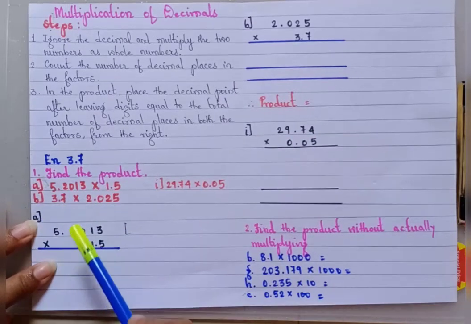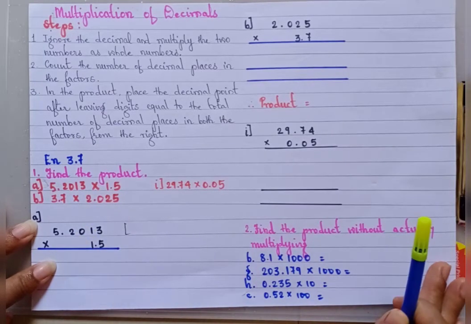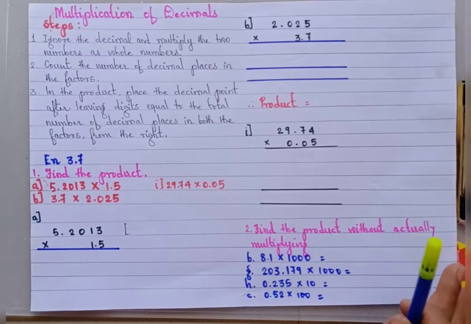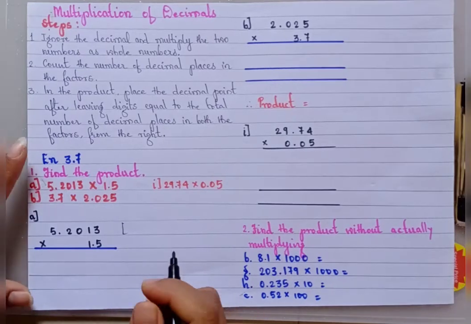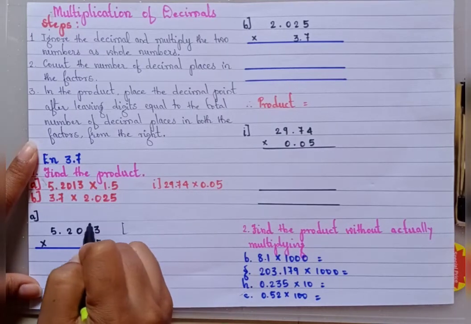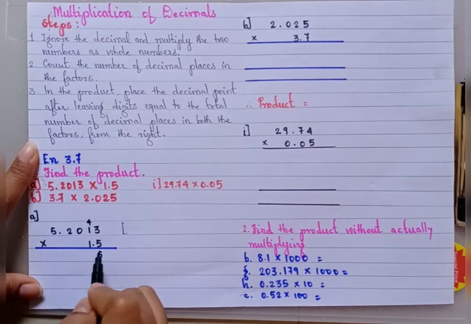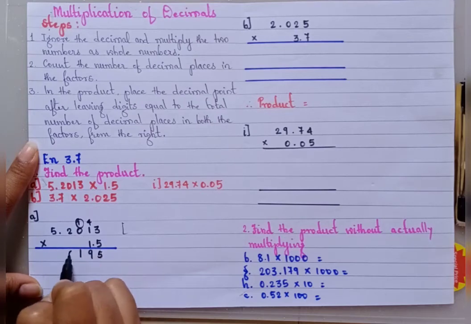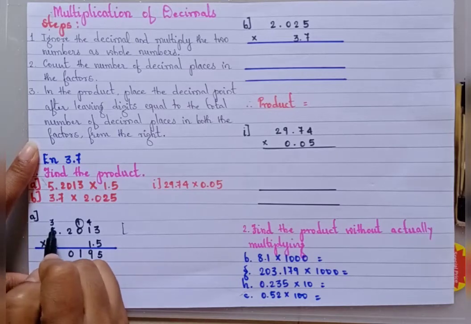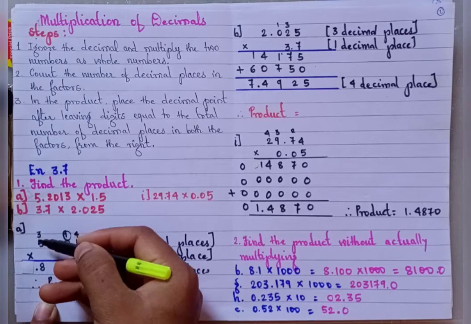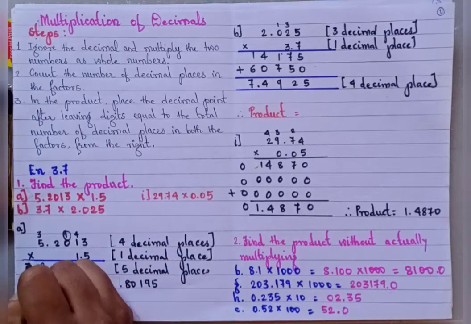So let's solve. Here we have 5.2013 into 15. So we can multiply this as a whole number. That is, we are going to consider this 15 and multiply as a whole number. 15 3s are 45, 4 carry. 15 1s are 15 plus 4 is 19, 9 here, 1 carry. 15 zeros are 0, 1 as it is. 15 2s are 30, 0 here, 3 carry. 15 5s are 75 plus 3 is 78. Therefore 8 here and 7 here.